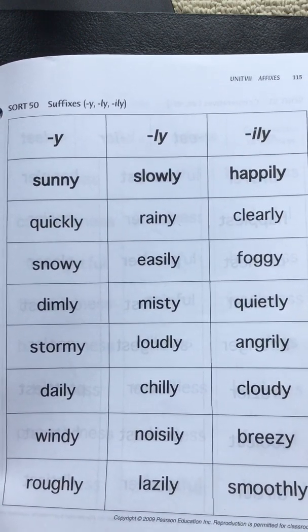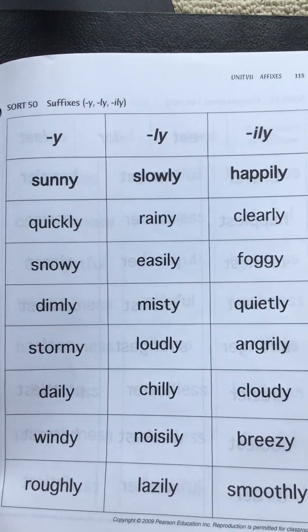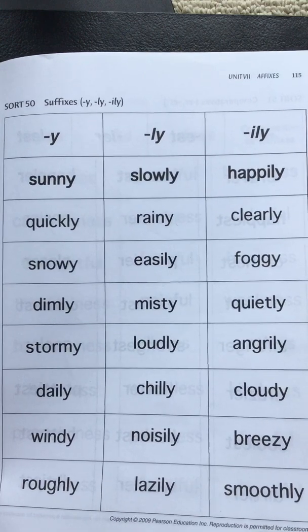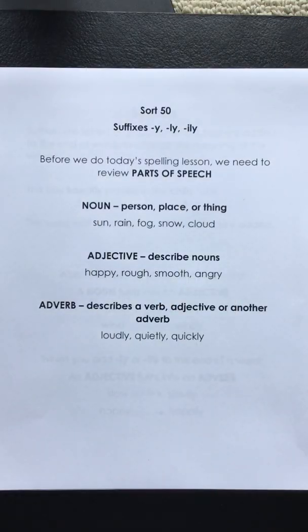Now before we can actually do this sheet, I want to do some review with you of some words that you may have forgotten the meaning of that you need to know for this lesson. So let's take a look. So to do sort 50, using the suffixes y, ly, and ily, we need to review parts of speech. Now, you might remember in the classroom we have some posters about parts of speech around the room. Parts of speech is just another way of saying every word in a sentence has a job.